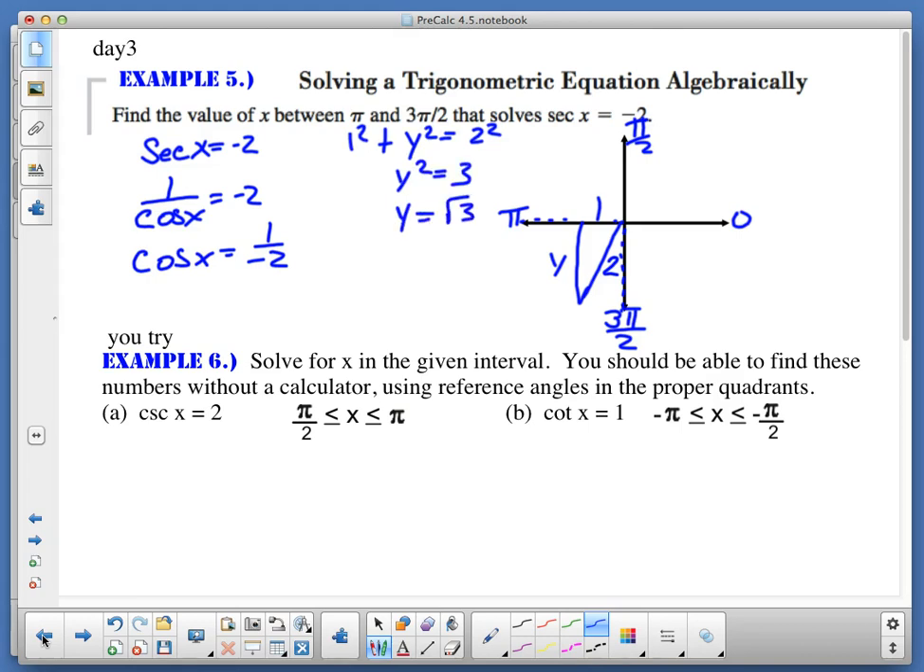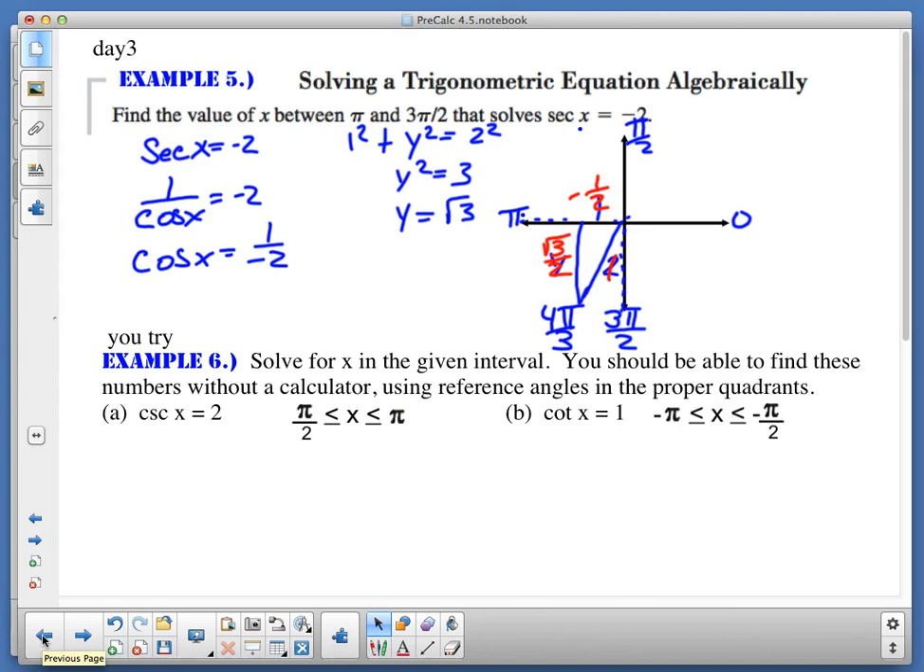Hey, that's like a 30, 60, 90 triangle, right? And the 30, 60, 90s, that's pi over 3s. So I've got pi over 3, that's 1. 2 pi over 3, 3 pi over 3. This is 4 pi over 3. Okay, 30, 60, 90 wise. So if I was going to talk about unit circle measurements, unit circle measurement wise.